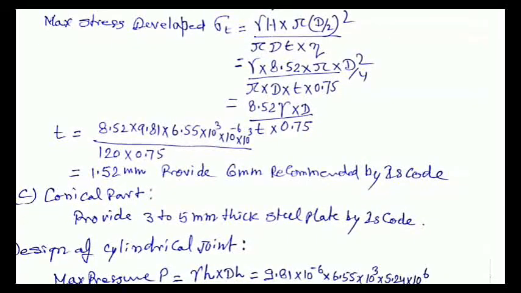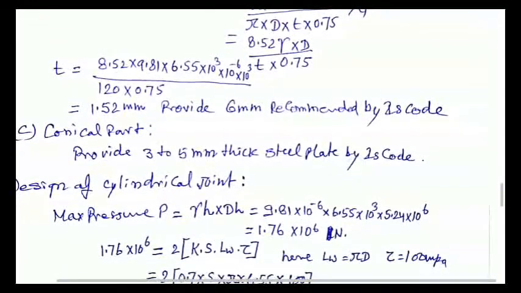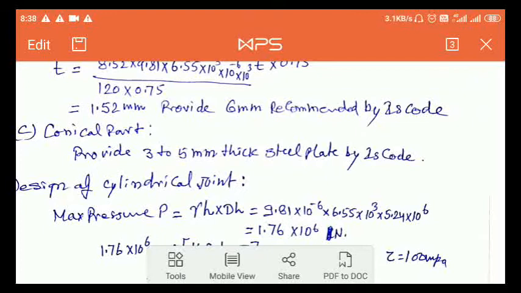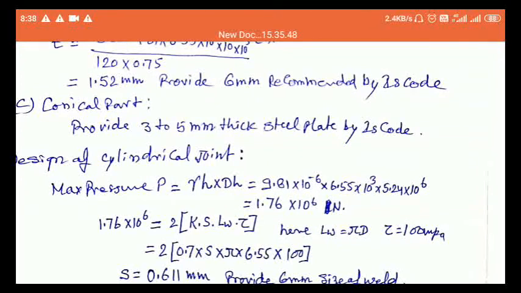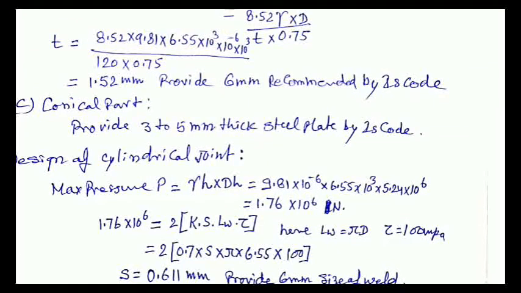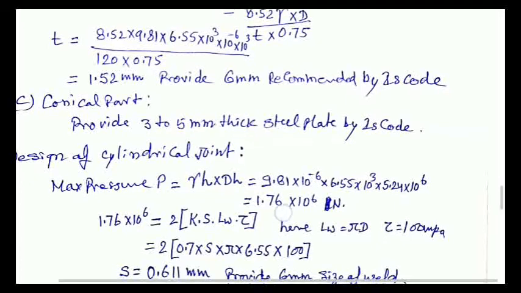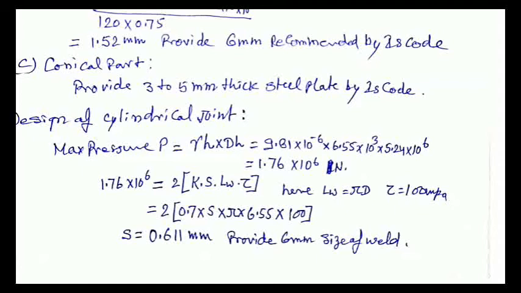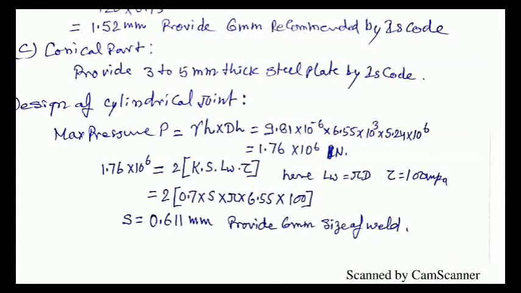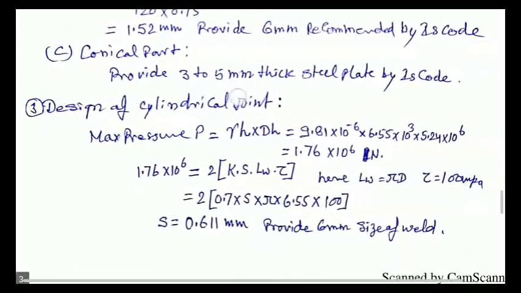So the thickness of the plate of hemispherical portion comes out to be 1.52 mm, provided 6 mm, which is recommended by IS code. We cannot provide less than 6 mm, so provide 6 mm. Now come to the conical part. It is recommended by IS code, because the conical part is not having any type of force or pressure, to provide thickness of the conical part plate in between 3 to 5 mm.